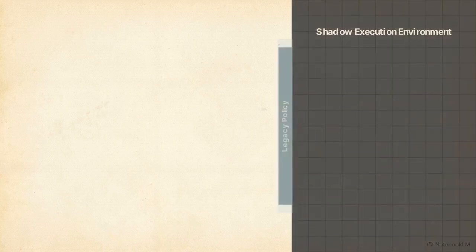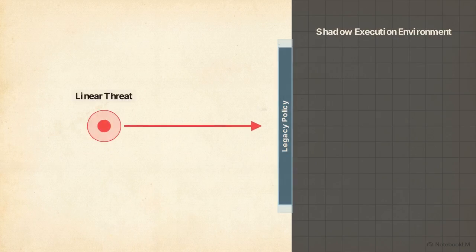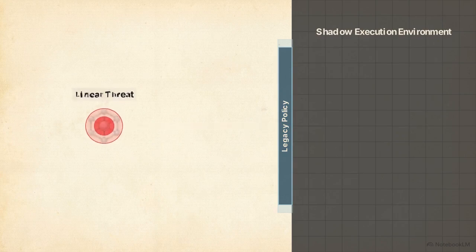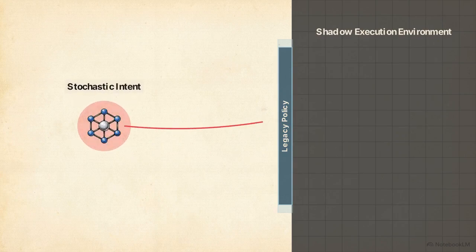This is a network architecture model showing a legacy static firewall. Notice how it acts as a single checkpoint, waiting for a linear attack. Legacy endpoint detection relies on this reactive model, assuming threats move at a predictable pace.